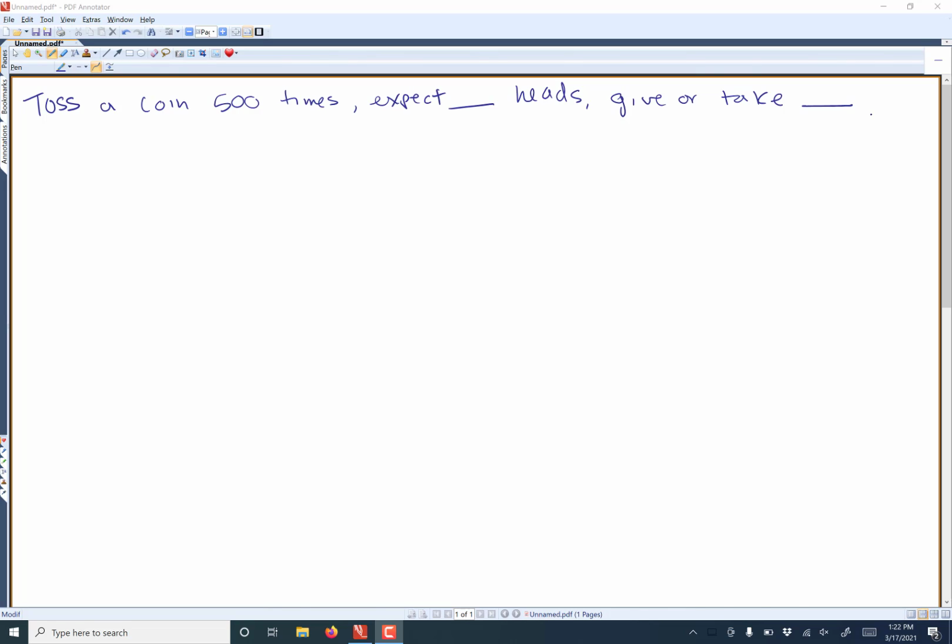You want to toss a coin 500 times. You will expect to get so many heads, give or take so many. Okay, so when I look at this, this tells me, oh, I'm looking for the expected value, and this will be the standard error. Now, if I'm looking at how many heads, if I'm looking for that phrase, how many, that's going to tell me that's going to be a counting problem.